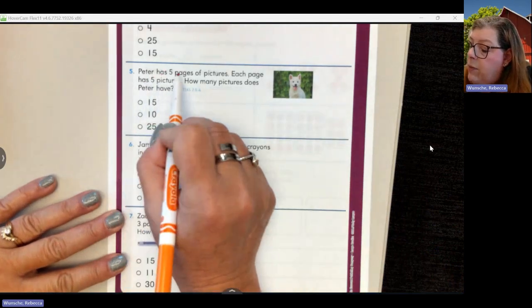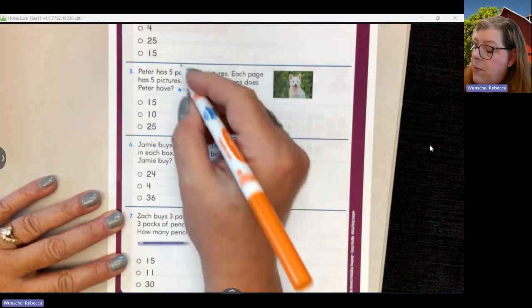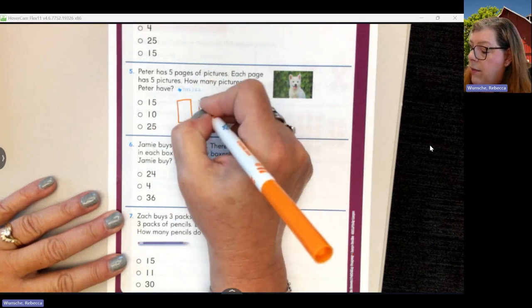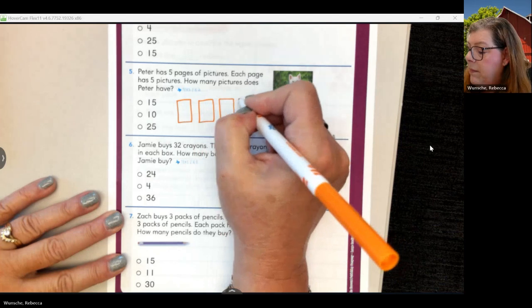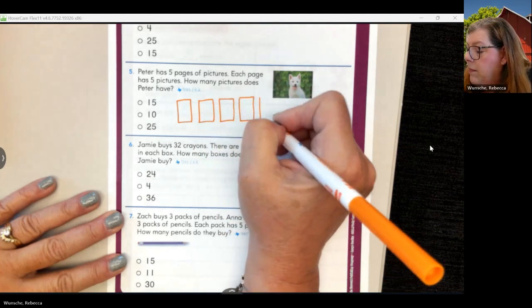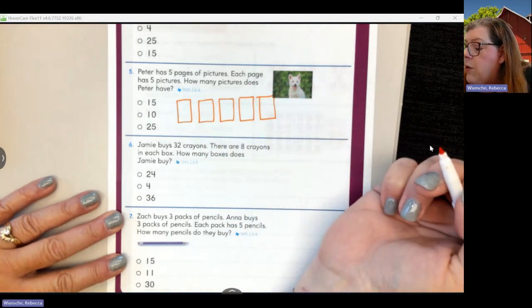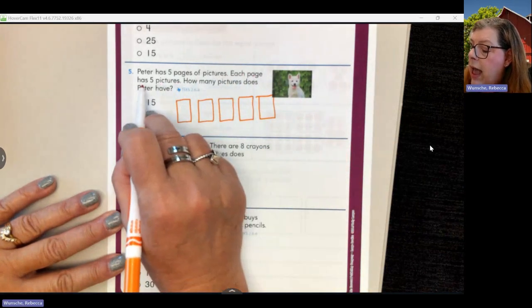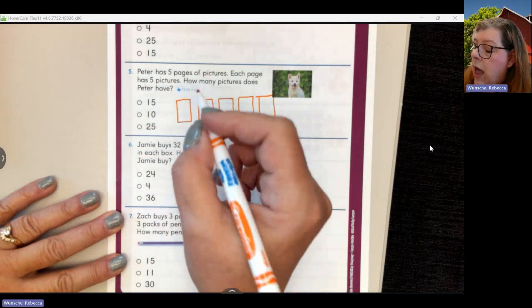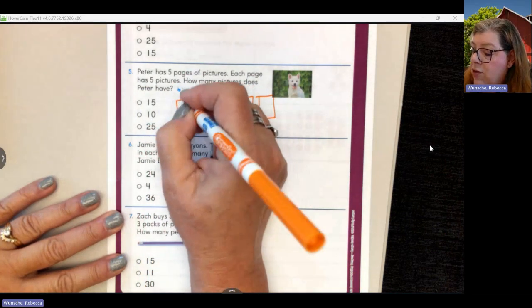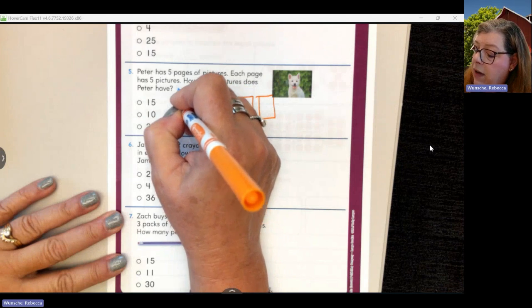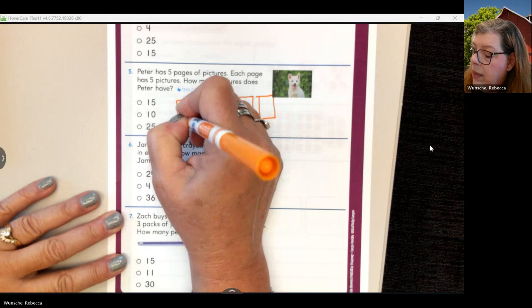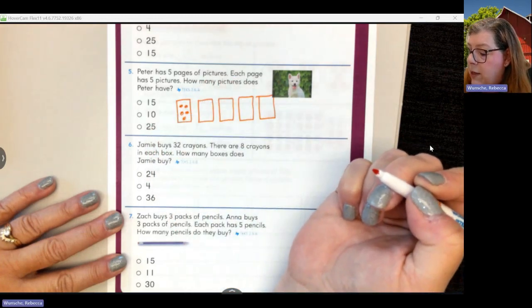So the first thing it tells me is Peter has 5 pages of pictures. So I'm going to draw in my 5 pages. Those are my 5 equal groups. Then it tells me that each page has 5 pictures. I don't have to draw 5 pictures, but I can just put 5 dots to represent those 5 pictures.